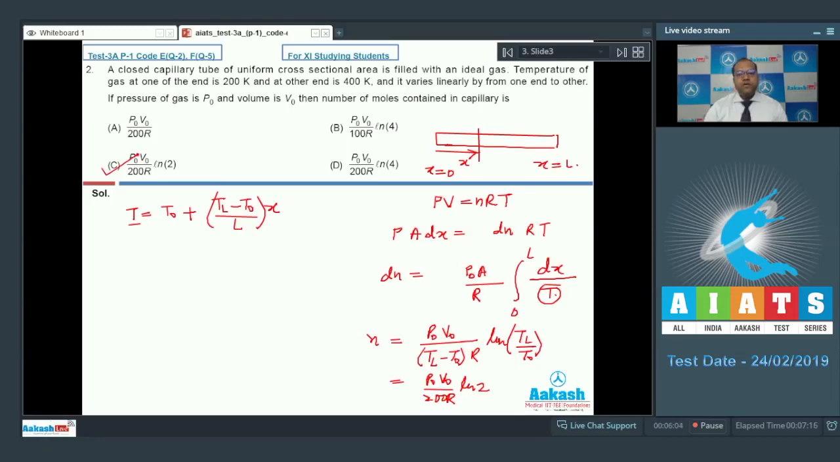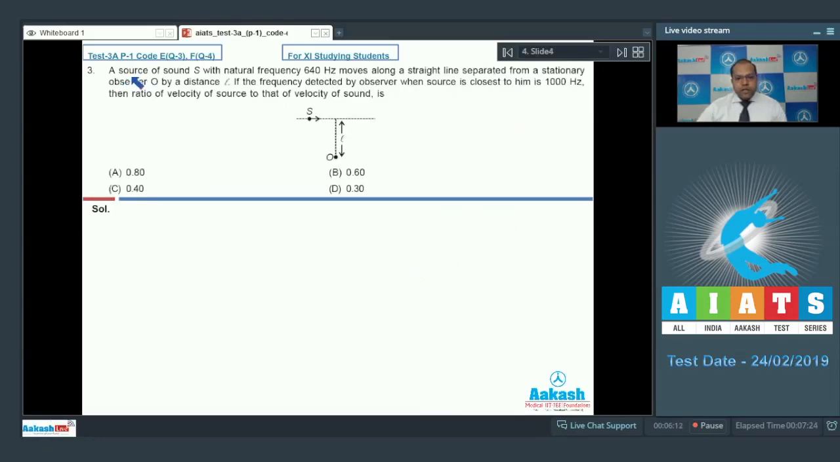Let's move to question number 3. A source of sound S with natural frequency 640 Hz moves along a straight line separated from a stationary observer O by a distance L. If the frequency detected by the observer when the source is closest to him is 1000 Hz, then the ratio of velocity of source to the velocity of sound is.